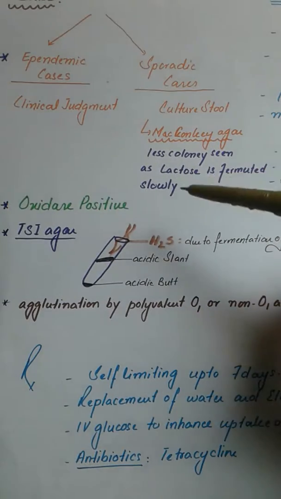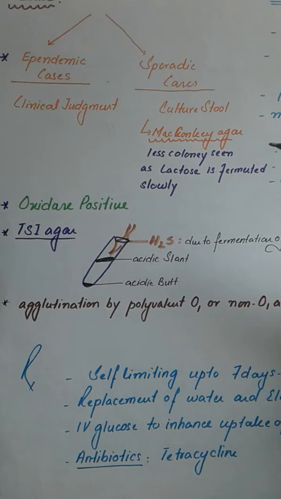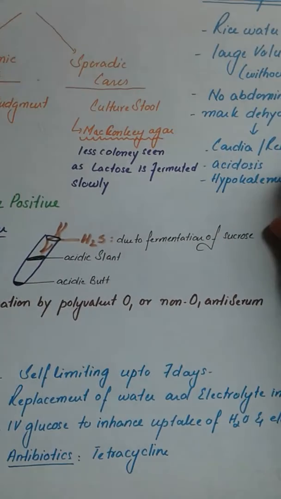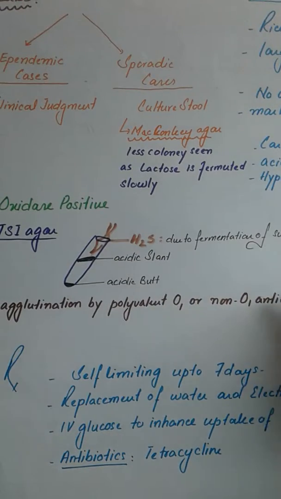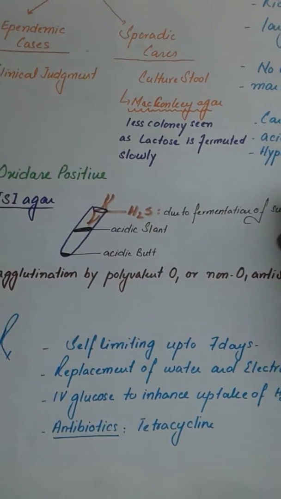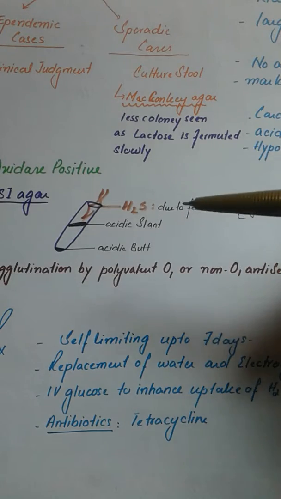Another thing for rapid diagnosis is that we can agglutinate with polyvalent O1 or non-O1 antiserum. So basically it is an agglutination test in order to identify the organism with polyvalent O1 or non-O1 antibodies. Now, treatment is that it normally is self-limiting.